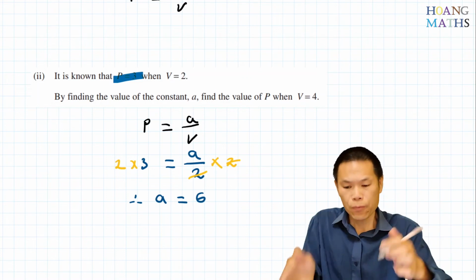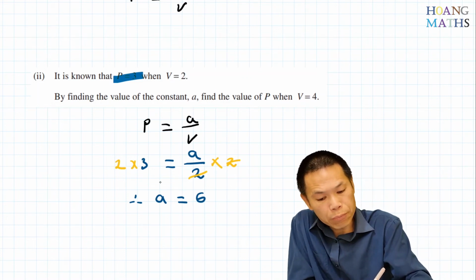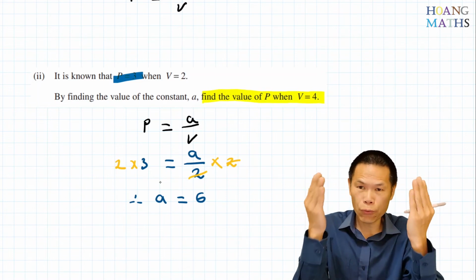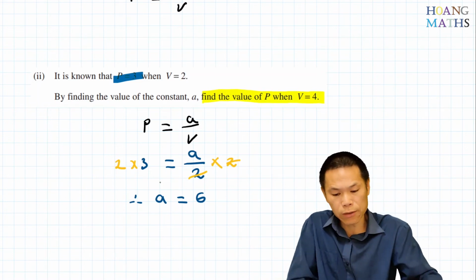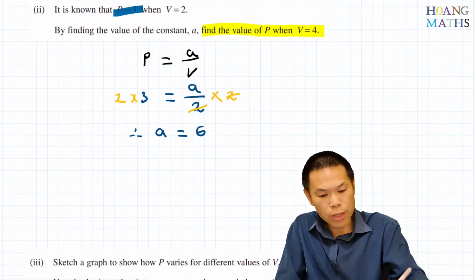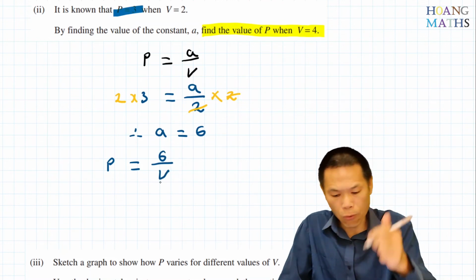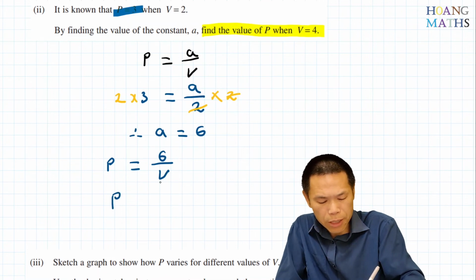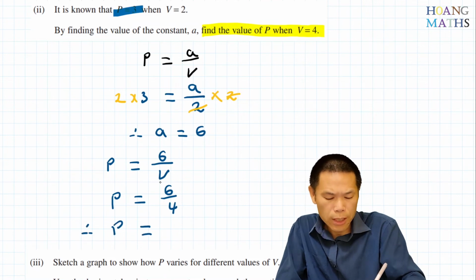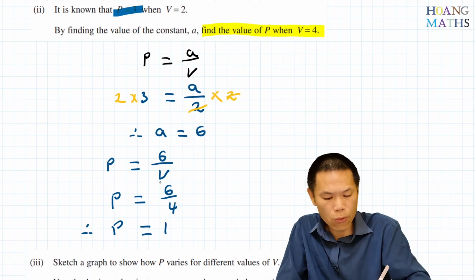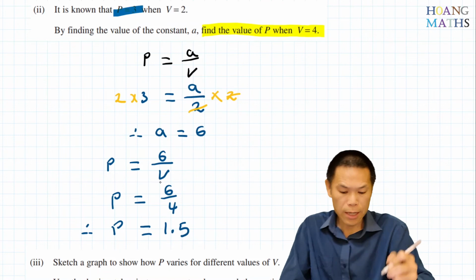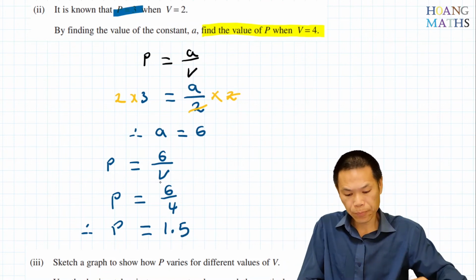There you go. Now they're asking to find the pressure P when V is equal to 4. Before I do that, let me write down the equation first. So we know that P is equal to A, which is 6, over V. So now V is 4. So when V is 4, P must be equal to 6 divided by 4. So therefore, P is equal to 6 goes into 4 once with remainder 2, which is 2 over 4, which is a half or 1.5. Otherwise, just use your calculator, okay?